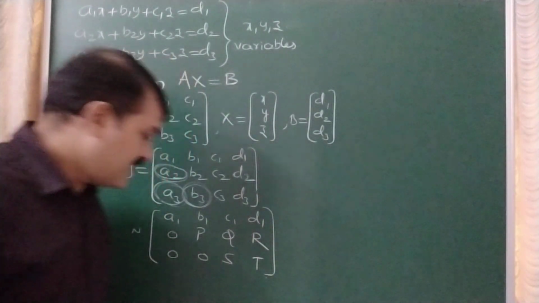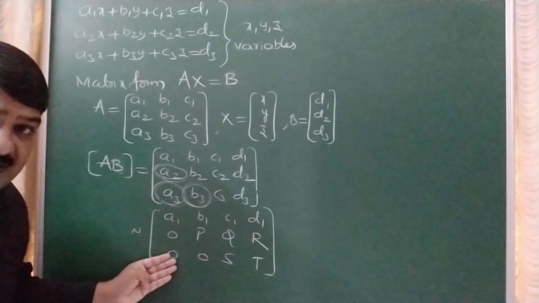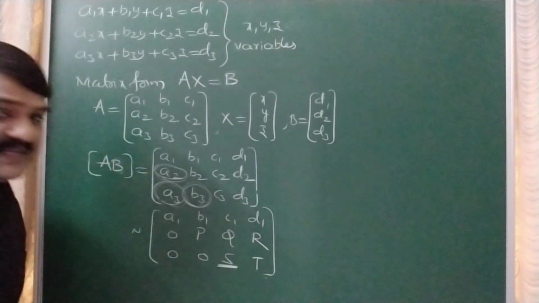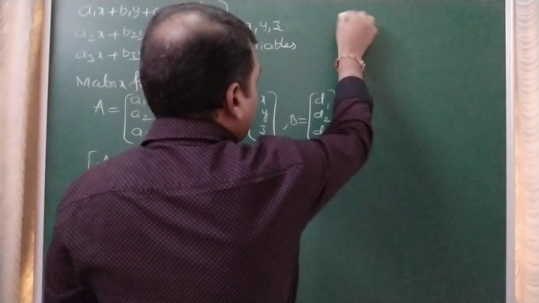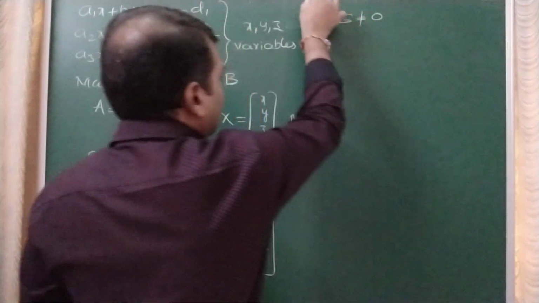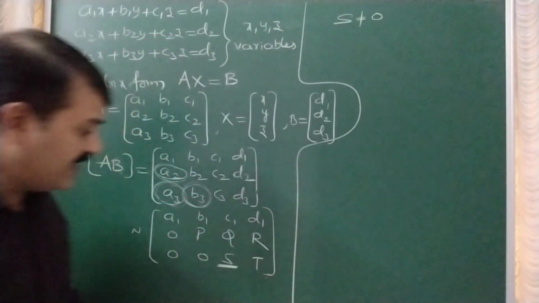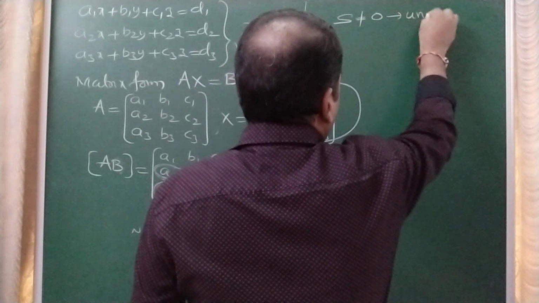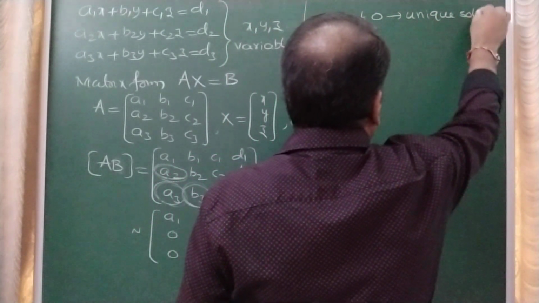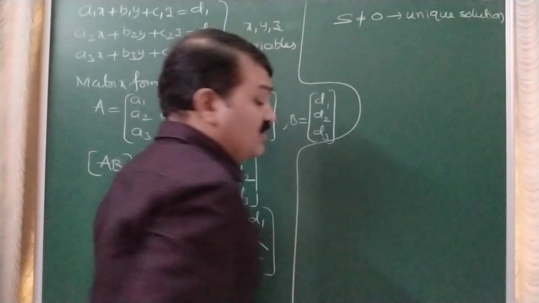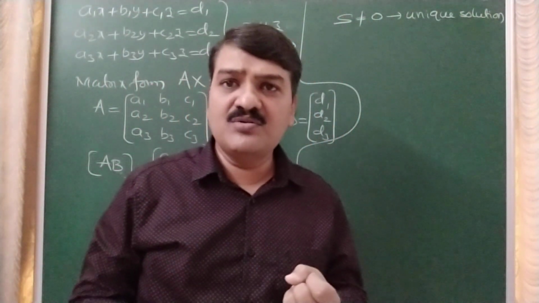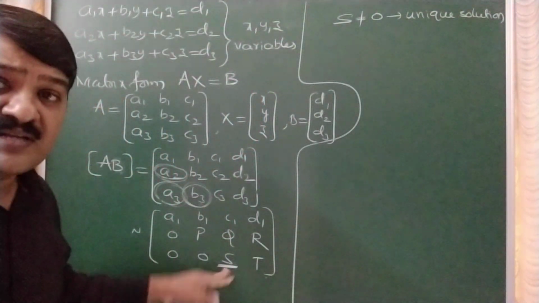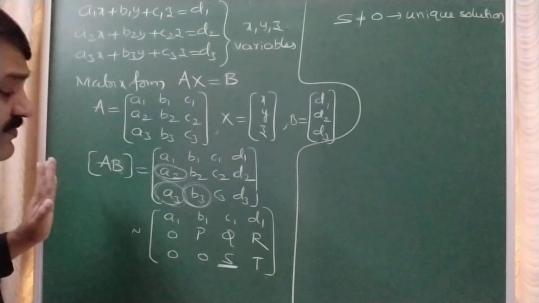Once you complete the process of getting zeros in these three places, first look at this element. When you have s not equal to 0, when you have a non-zero number here, you will definitely get a unique solution. A unique solution can also be called a zero solution or trivial solution. So if this element is non-zero, you can directly decide that you will have a unique solution.